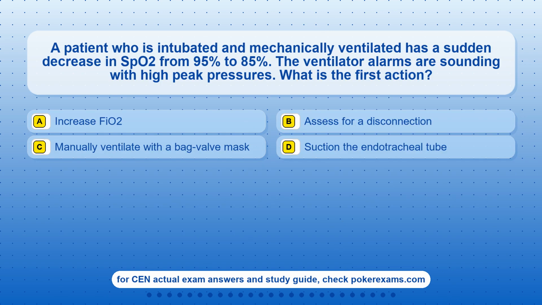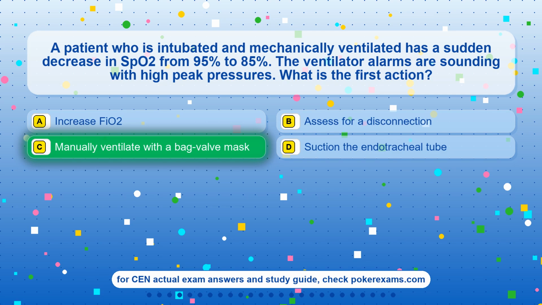Question 3. A patient who is intubated and mechanically ventilated has a sudden decrease in SpO2 from 95% to 85%. The ventilator alarms are sounding with high peak pressures. What is the first action? Option A, increase FiO2. Option B, assess for a disconnection. Option C, manually ventilate with a bag-valve-mask. Option D, suction the endotracheal tube.